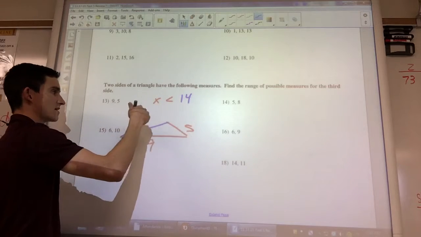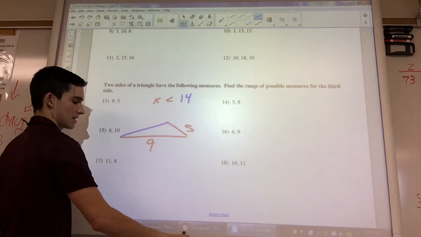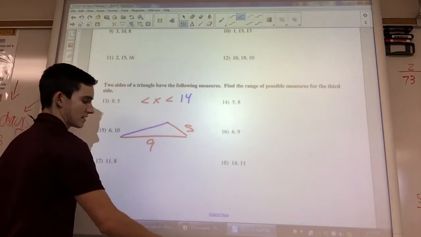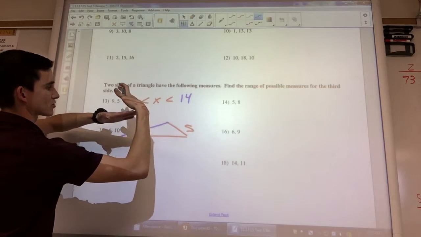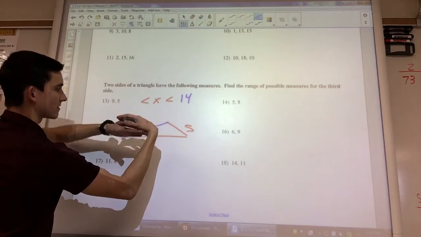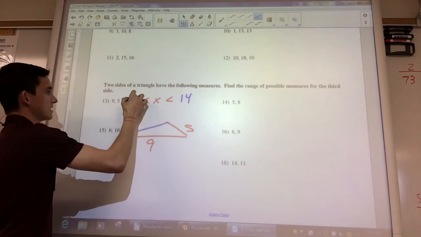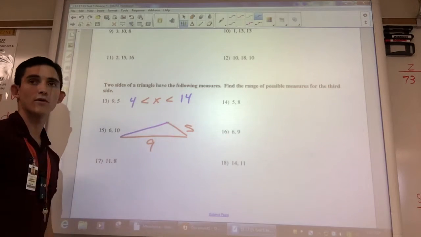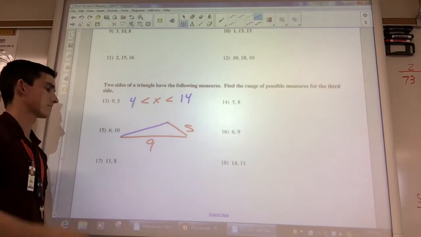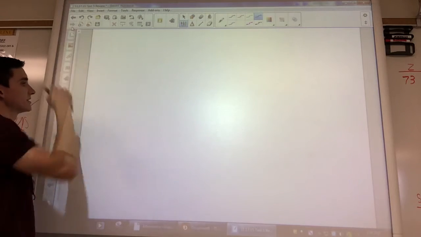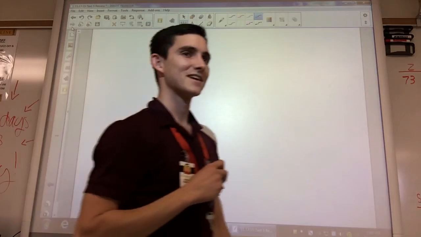So x could be anything smaller than 14, but x also has to be bigger than 9 minus 5. So it actually swings in this way. 9 minus 5 is 4. So x has to be anything bigger than 4 but smaller than 14. And I do believe, thank goodness, that is it.